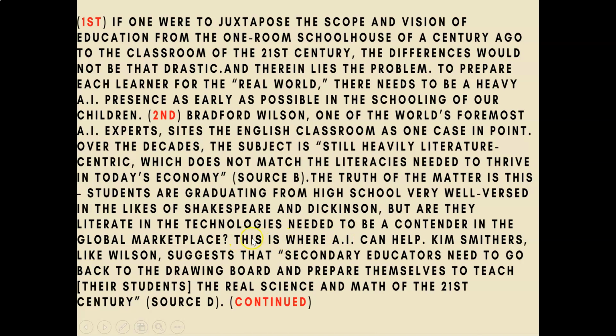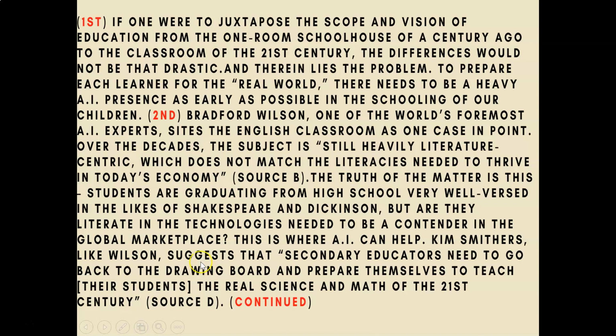So these nice transitions from one source to the next, have the sources be in conversation with each other. This is a perfect transition. This is where AI can help. Right? Anchor the thesis. Go back. Kim Smithers, like Wilson, do you see this? Connect. What does Smithers have to do with Wilson? What do Smithers and Wilson have to do with the promise of the first premise?